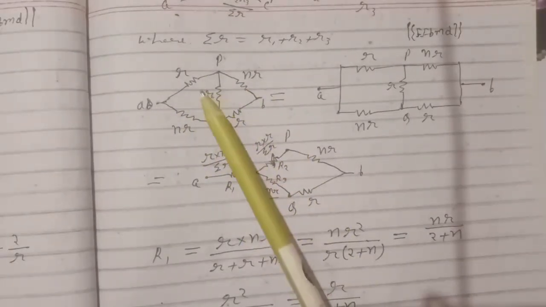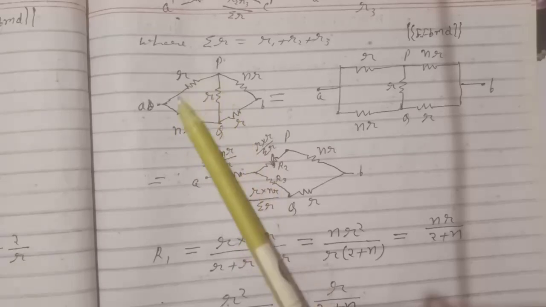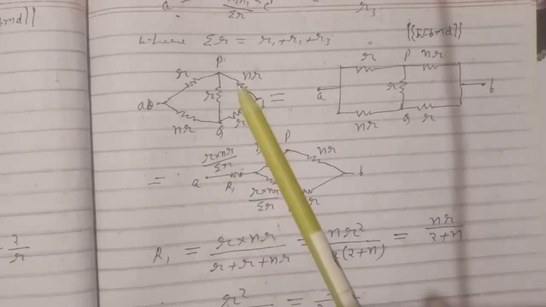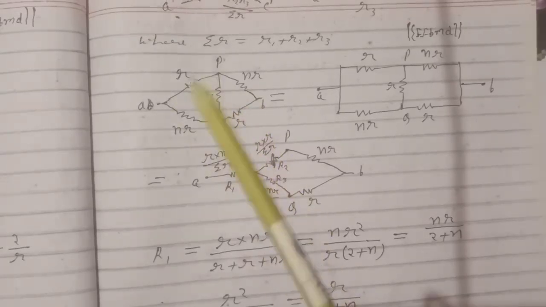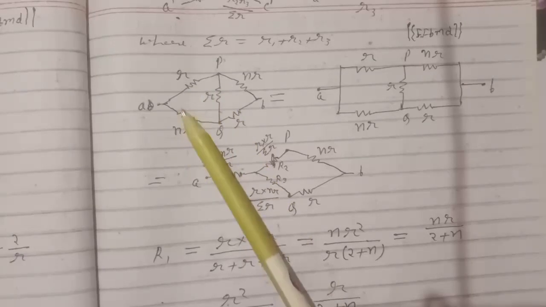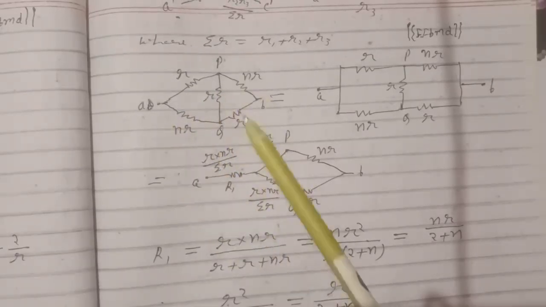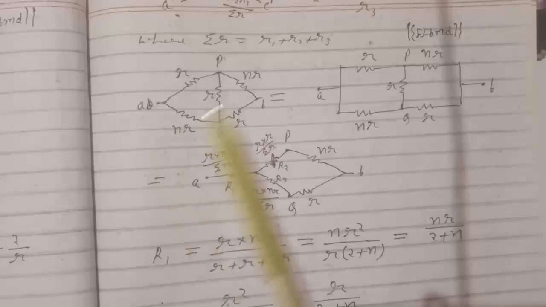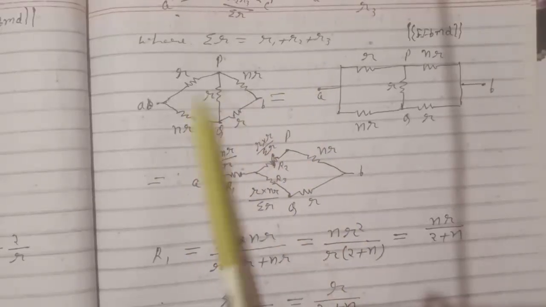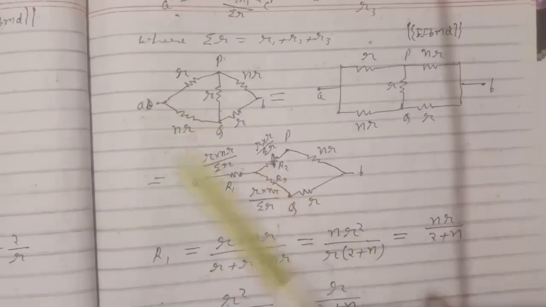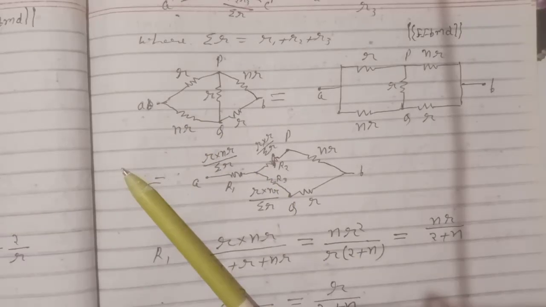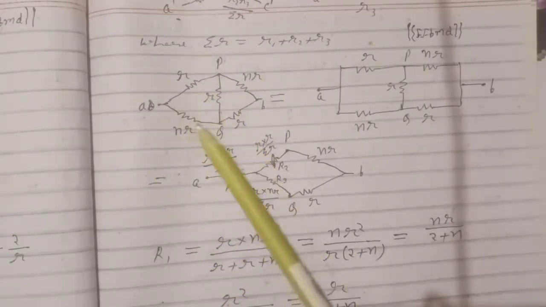Now if we see these three, this makes a delta form. Again, if we see this, it also makes a delta form. So these three resistors represent a delta circuit, and these three resistors also represent a delta circuit. Now we have to convert any one or two, whichever is convenient for solving the problem. Here we are converting this delta circuit into a star circuit like this.